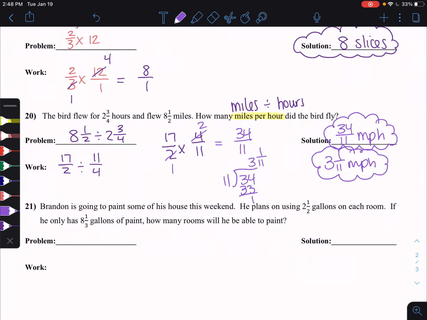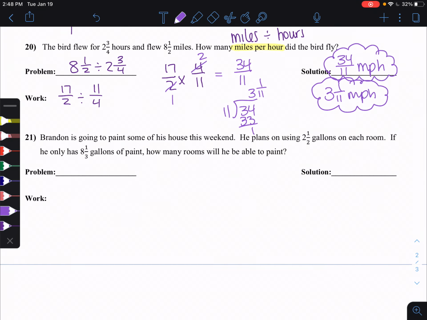Number 21 says Brandon is going to paint some of his house this weekend. He plans on using 2.5 gallons on each room. If he only has 8 1/3 gallons of paint, how many rooms will he be able to paint? So I'm taking the full amount that I have, the 8 1/3, and I'm going to divide it into the 2.5 gallon rooms. So 8 times 3 is 24 plus 1 is 25 over 3 divided by 2 times 2 is 4 plus 1 is 5 over 2. So now I keep change flip. So 25 over 3 times 2 over 5.